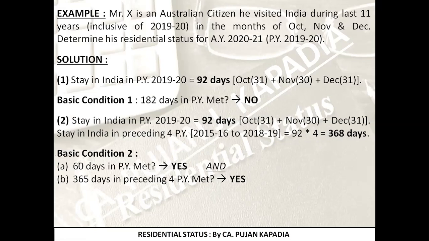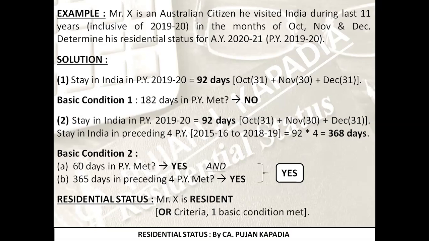And what is the rule of the basic conditions? It is your OR criteria. That is, if any one out of two is satisfied, then we would say that the person is resident. As a result, I have written over here, residential status of Mr. X is resident. This is exactly what we had covered in the previous slide. But now what I have taught you is, once we know that a person is resident, we need to apply further additional conditions to check whether he is ordinary resident or not ordinary resident.